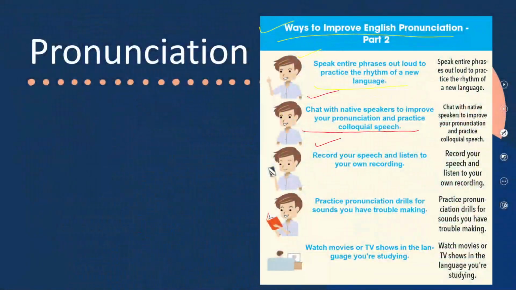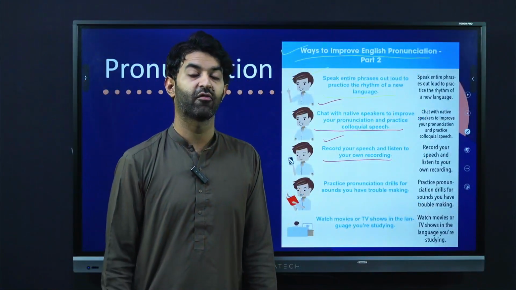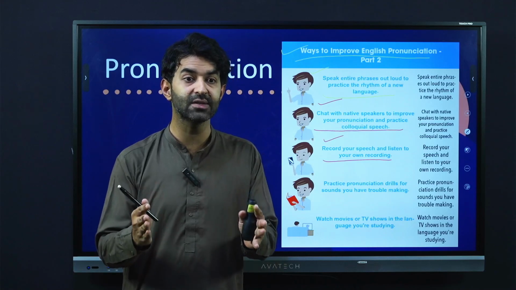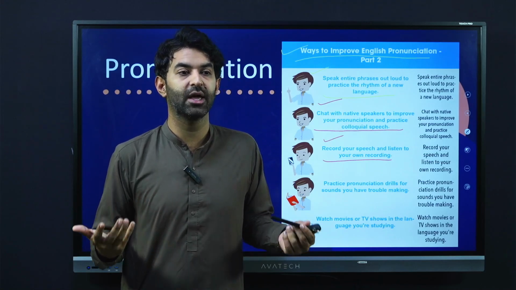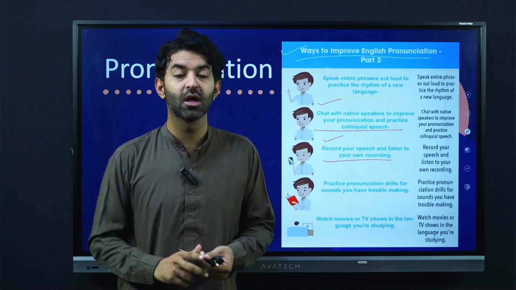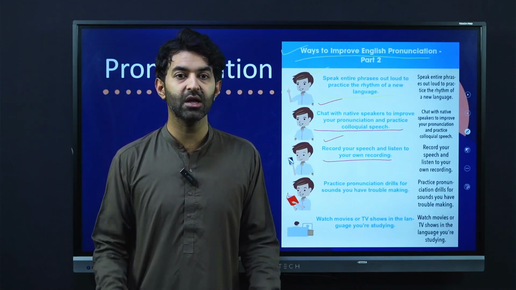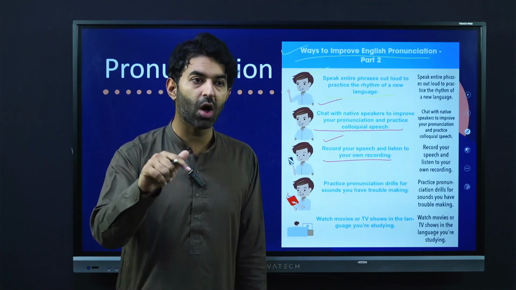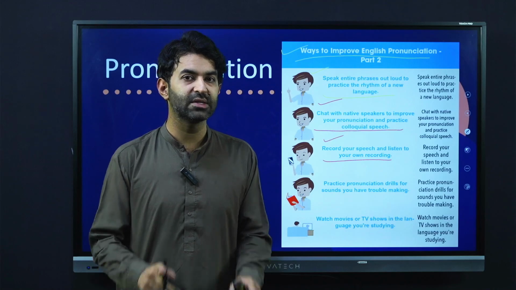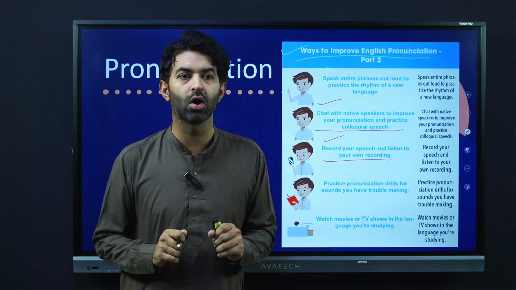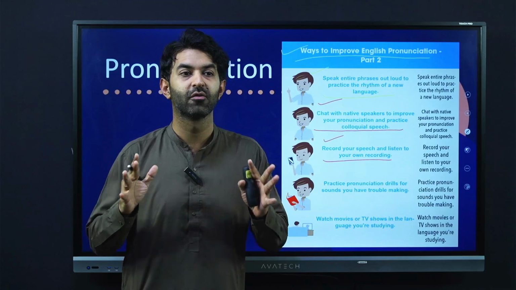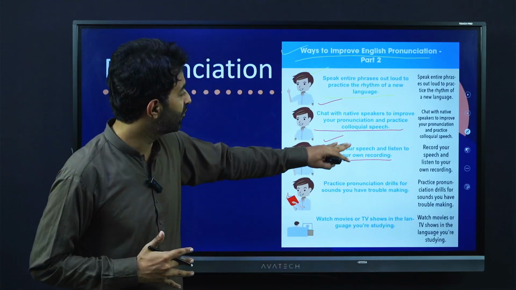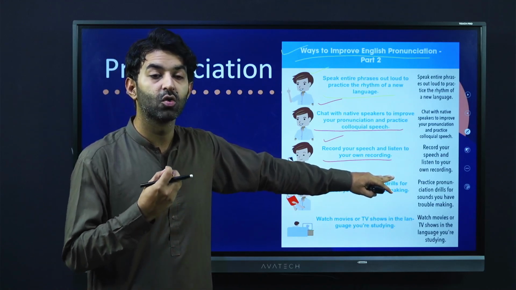Next one is to record your speech and listen to your own recording. We all have devices, phones, tablets. We can easily record ourselves. Let's say I'm going to talk about my day. How was my day? Let's press the record button, speak for 10 minutes, stop it, and listen to it. Then see if I'm pronouncing the words correctly or not. Do this over and over again until you are fully satisfied. So this is also a very good way of having good pronunciation.